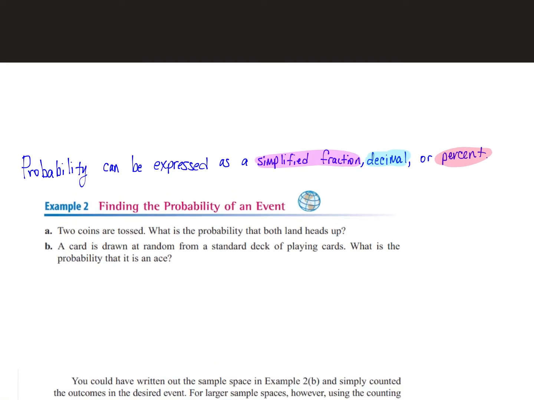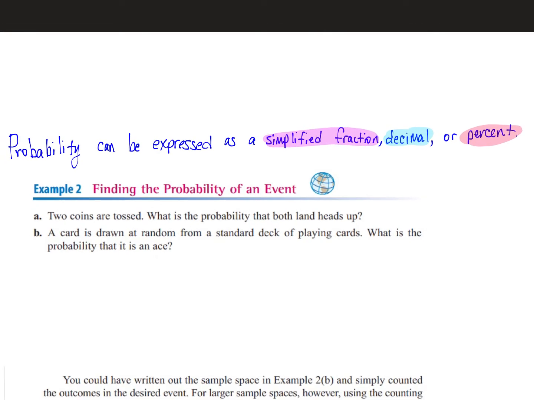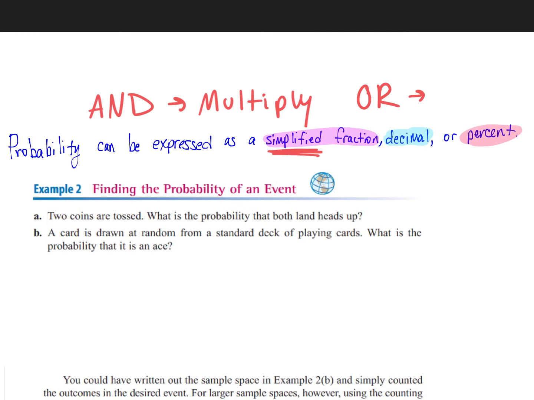Probability can be expressed as a simplified fraction, decimal, or percent. So the keyword here is simplified fraction. If you leave your probability as a fraction, make sure it is simplified. But all three of these would work as a correct answer. I think in WebAssign, unless it specifically says as a decimal or as a percent, you can leave it as either one of these. Another thing to know when finding the probability: if we see the word and, that means we're going to multiply. If we see the word or, that means that we add.